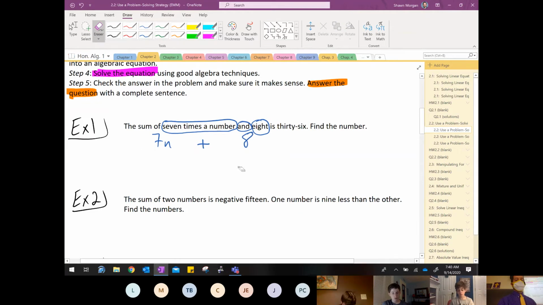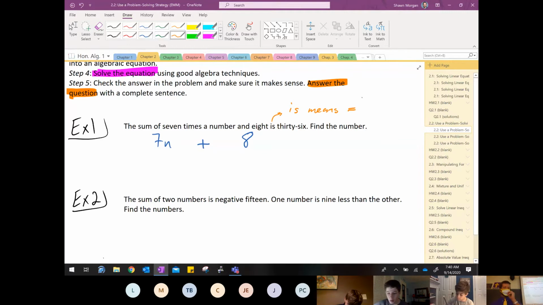Okay. What does the word is mean? Good. Can we make sure we got that written down? Is means equals. If I say my height is 6 feet, then my height equals 6 feet. If I say my age is 36, then my age equals 36. So we would write equals, and then of course the number 36 is what it equals.